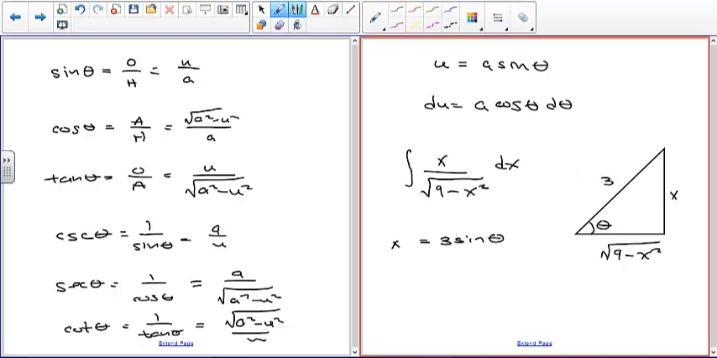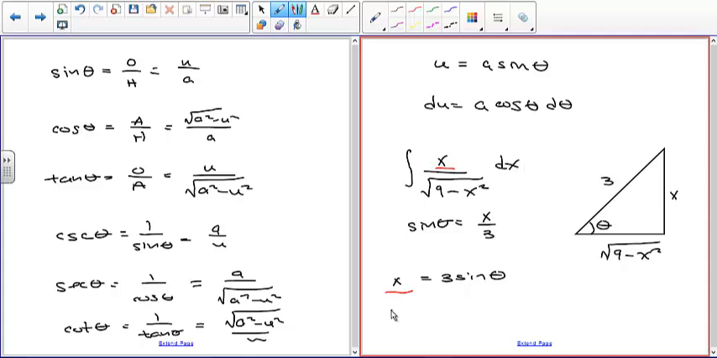Let me go back one step here. If you just use the definition of the sine, the sine of theta is equal to the opposite over the hypotenuse. If I solve for x, multiplying both sides by 3, I get that. So that's going to be my substitution for this part. I'm going to use some color coding here. So here I have that substitution, and I need this substitution and that substitution now.